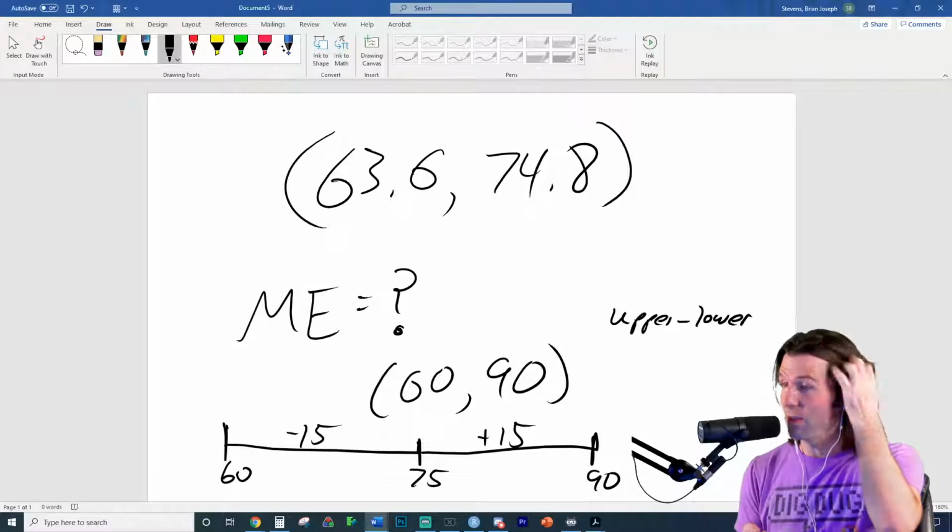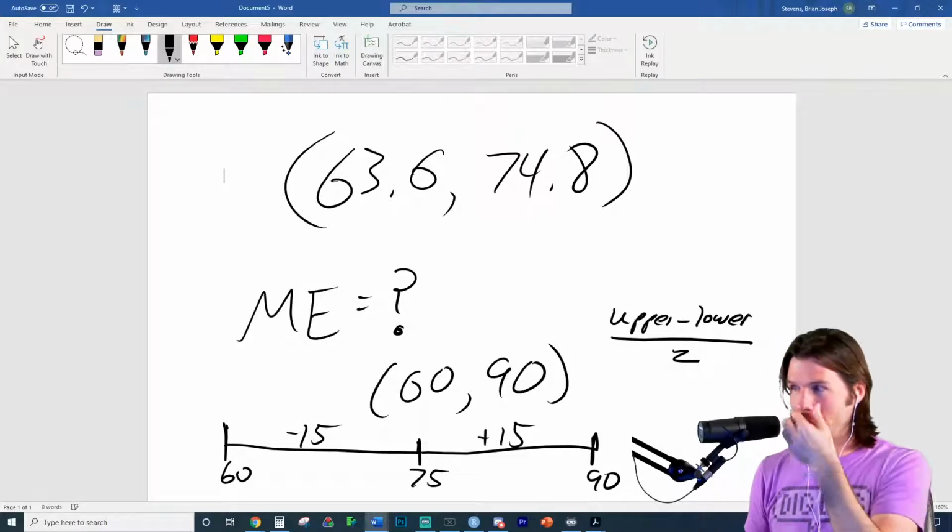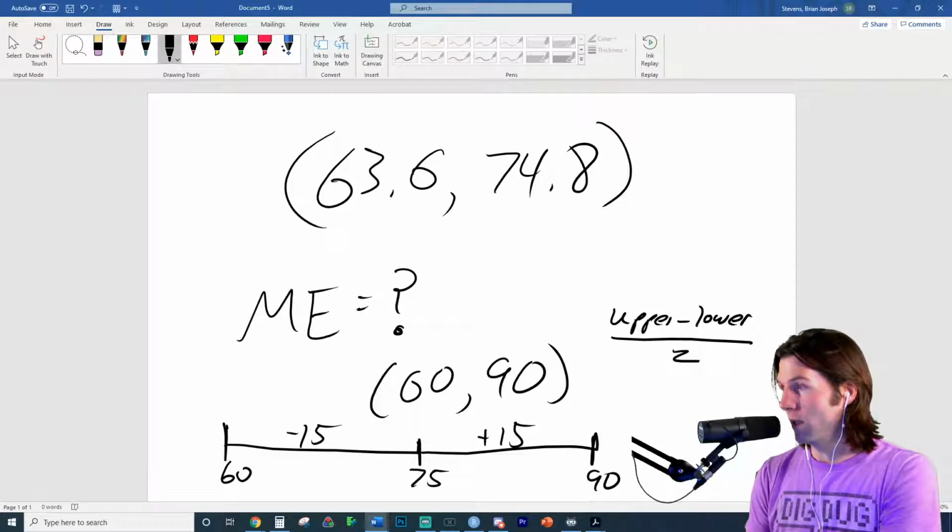Yeah, well, we're going to divide by 2. We're going to do half the length of the interval. I think you are on track right now. Great job. That is going to be half the length of the interval.